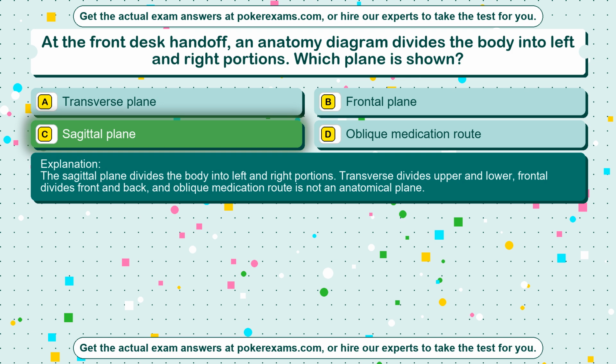Transverse divides upper and lower. Frontal divides front and back. And oblique medication route is not an anatomical plane.